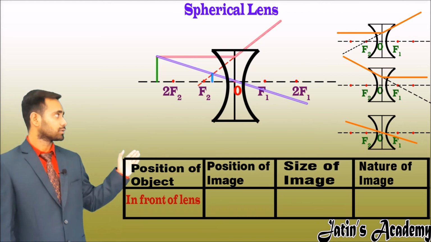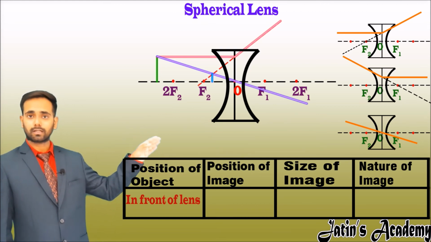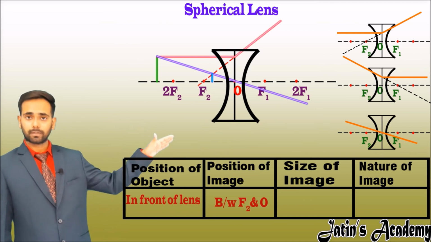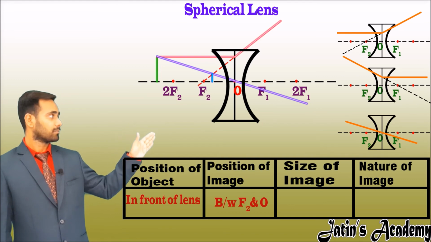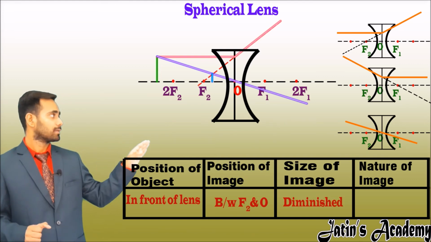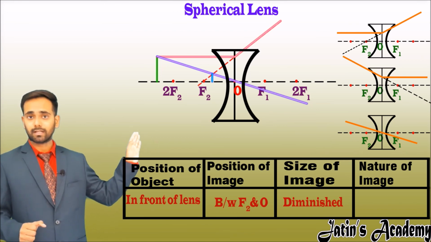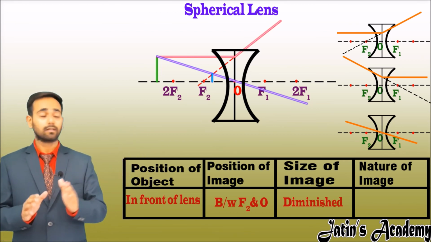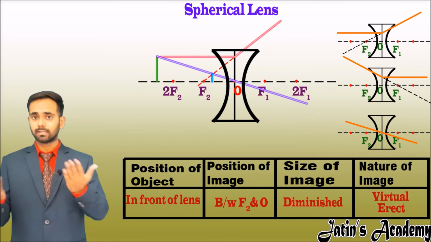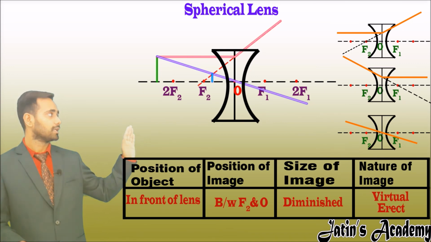The object position is anywhere in front of the concave lens. The image is formed between f2 and the optical center. The size of the image is less than the size of the object, meaning diminished, and nature of the image is, the image is formed on the left side, the same side as the object, so the image is virtual and it is above the principal axis, so nature is virtual and erect.